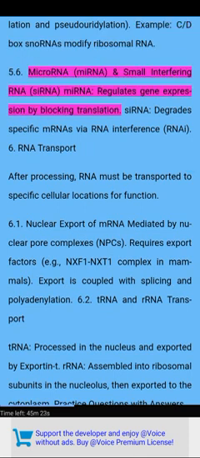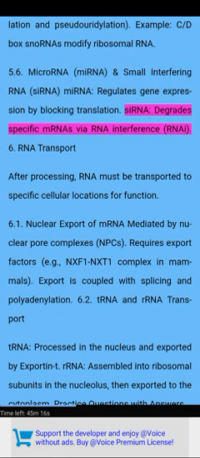5.6. MicroRNA (miRNA) and small interfering RNA (siRNA). miRNA regulates gene expression by blocking translation. siRNA degrades specific mRNAs via RNA interference (RNAi).